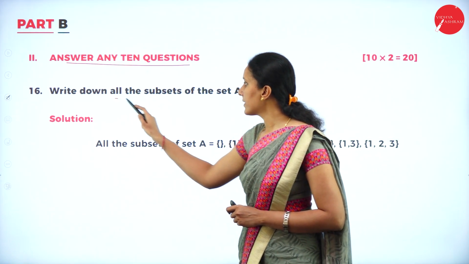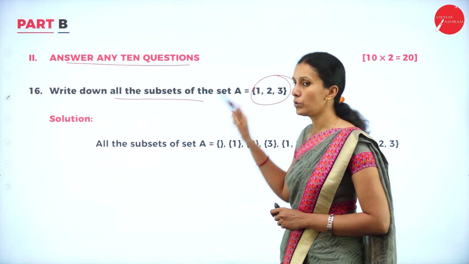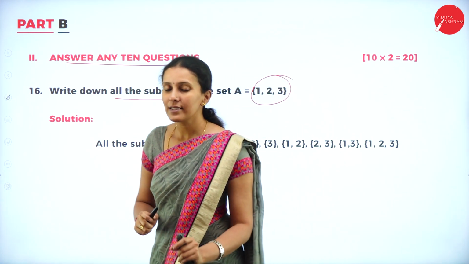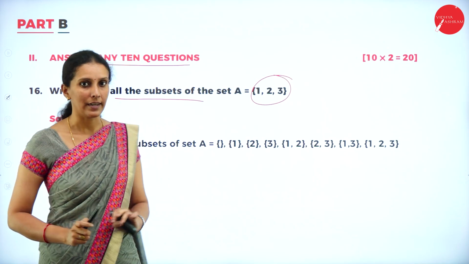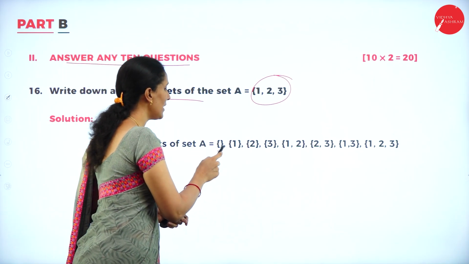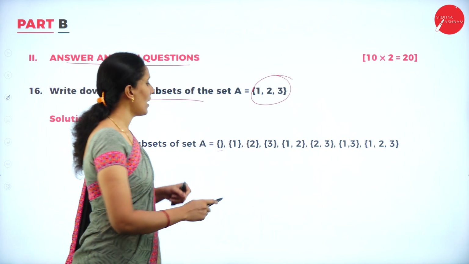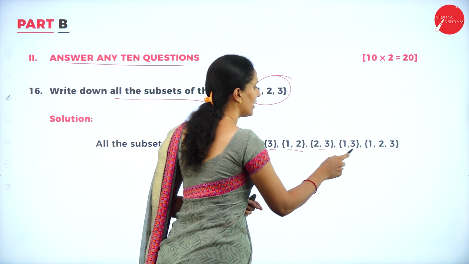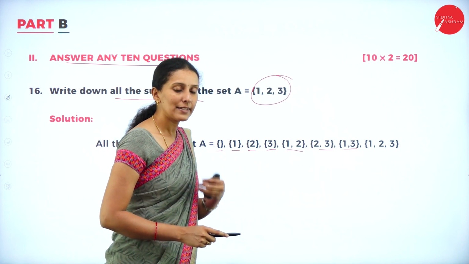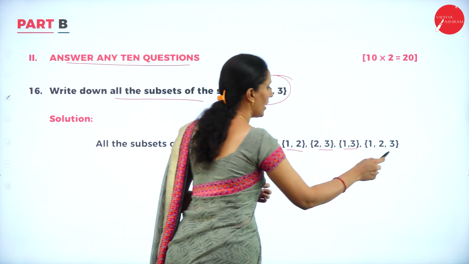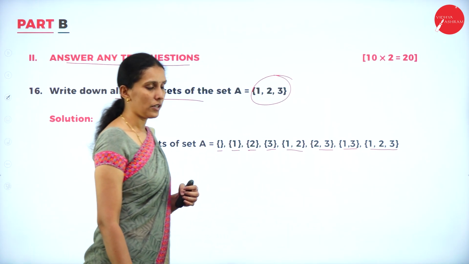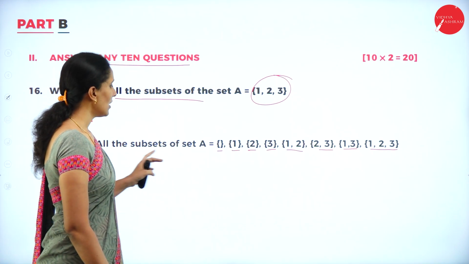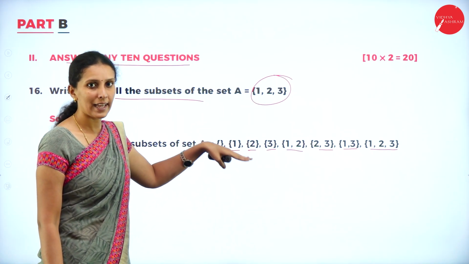Write down all the subsets of the set {1, 2, 3}. We know that the empty set is also a subset of every set. Hence, I can write the empty set as a set. Then I can write the singleton sets. Then I can write the sets containing 2 elements. At last, every set is a subset of itself. So {1, 2, 3} is also a subset of set A. So these are the subsets of the given set A.